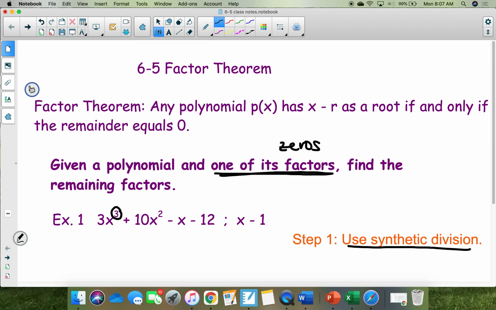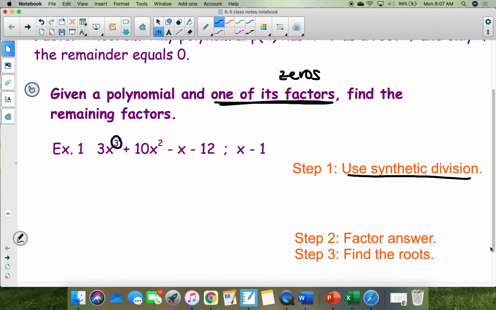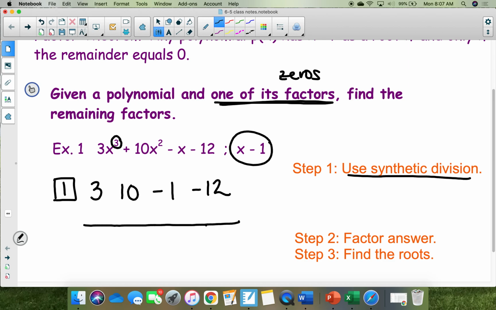Step number 1 is you're going to use synthetic division. So that's the first thing you do. Do you remember when you do synthetic division, you make a box? You set that equal to 0 and you're going to get 1 for your box. You're going to put 3 for your coefficient, then 10, then -1, and then -12. And then make another box down here. You start the process by bringing down the 3.